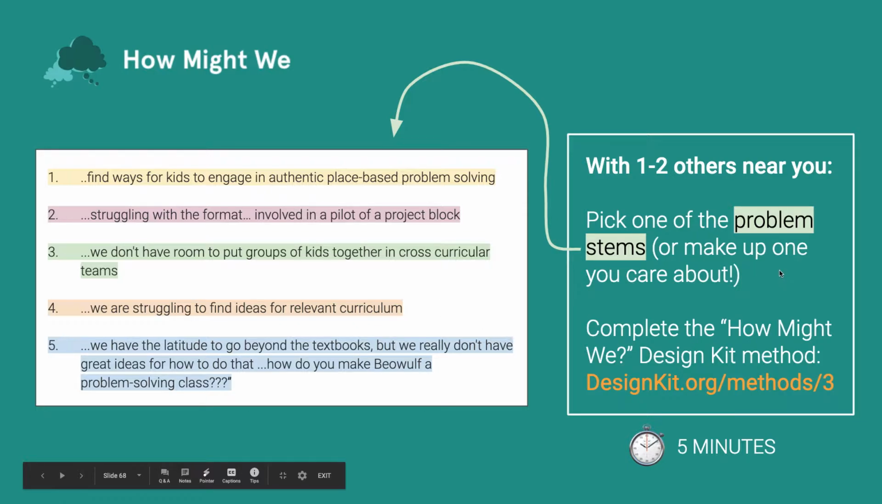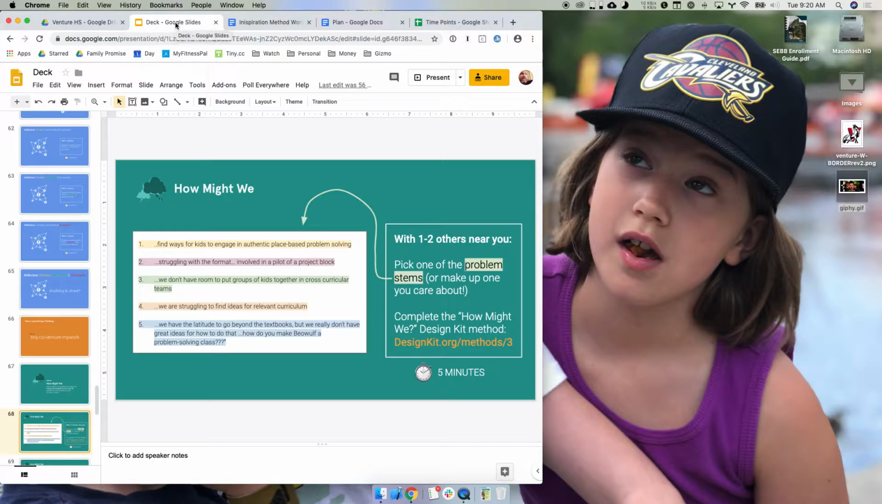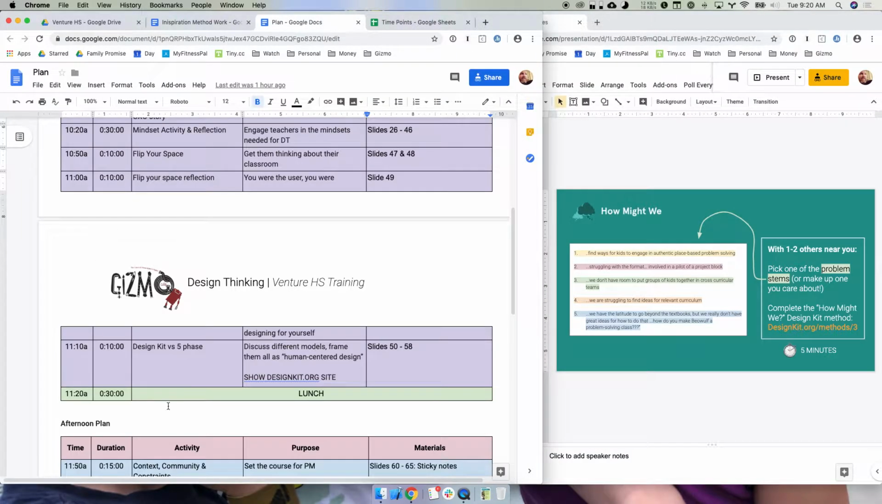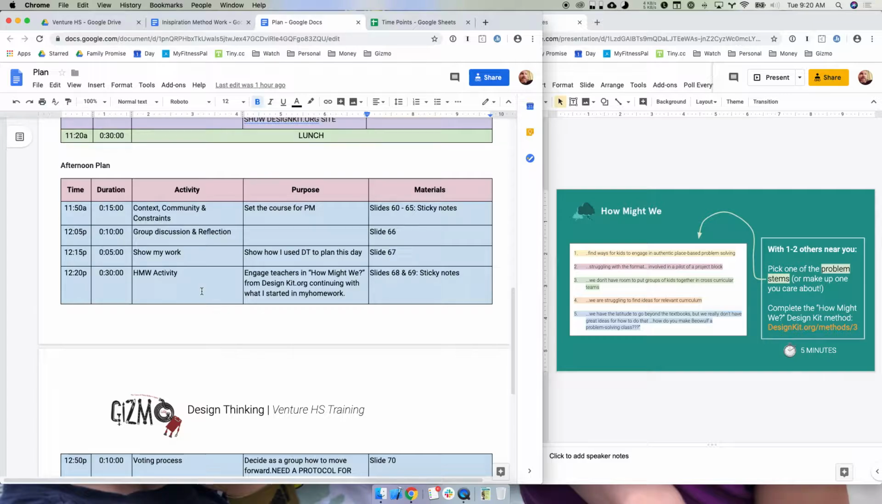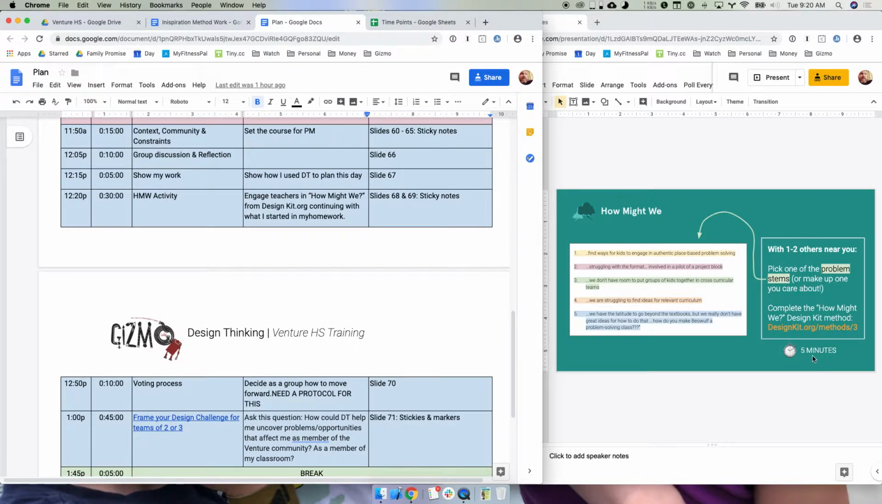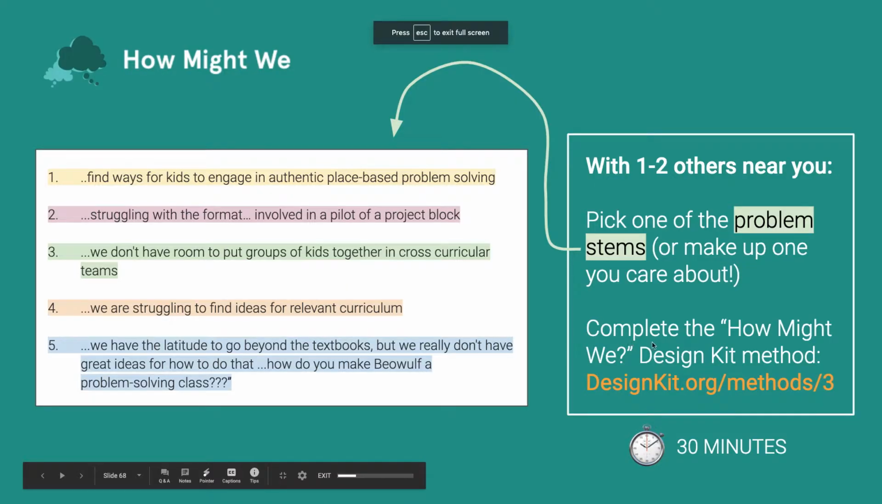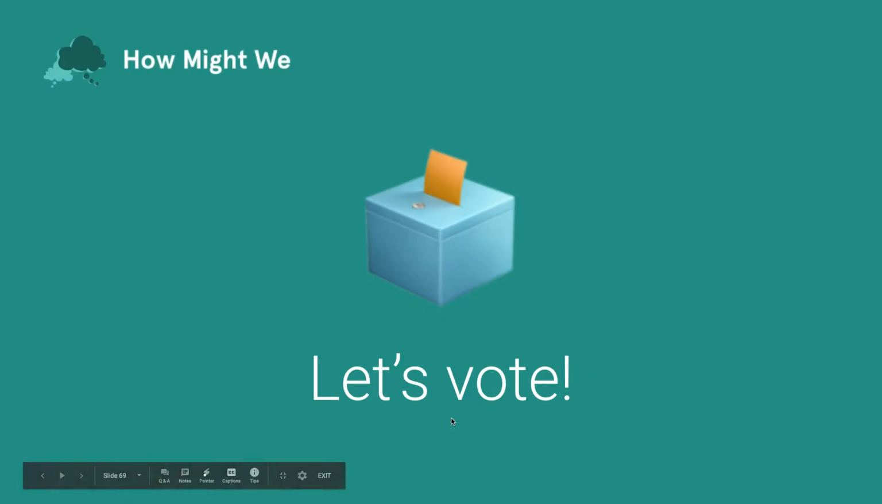Okay? Oh, that's not right. That can't be right. Let me fix that. How might we activity? Yeah, you get 30 minutes for that. That's better. All right, you only get 30 minutes. Okay, and you're going to go through this method.